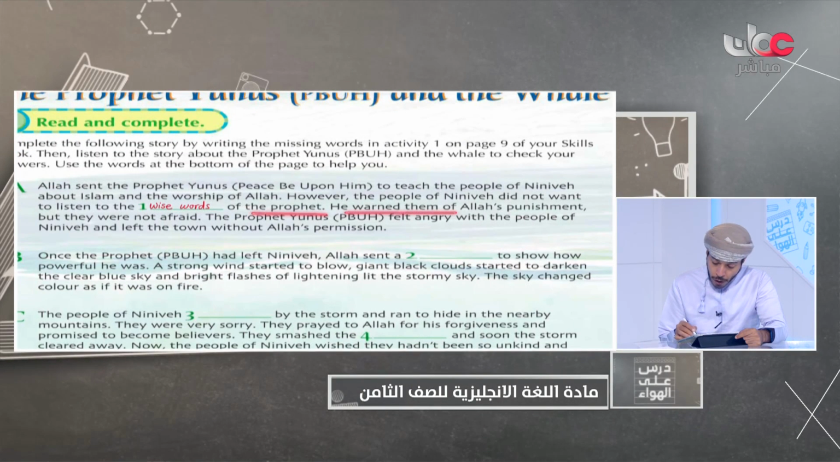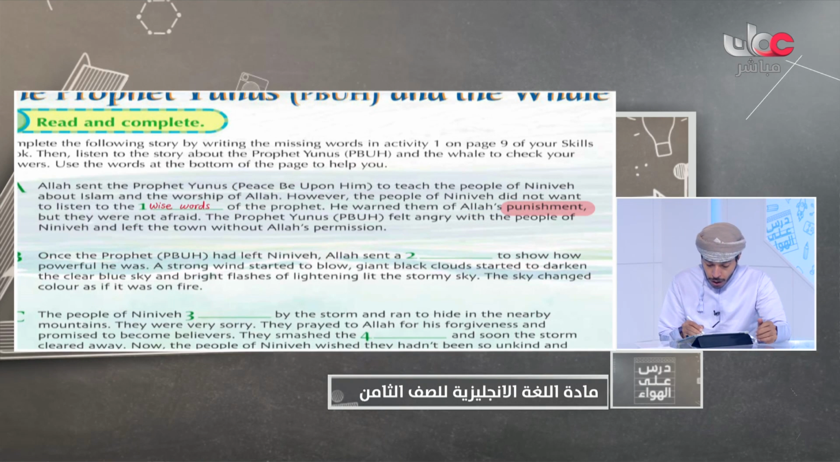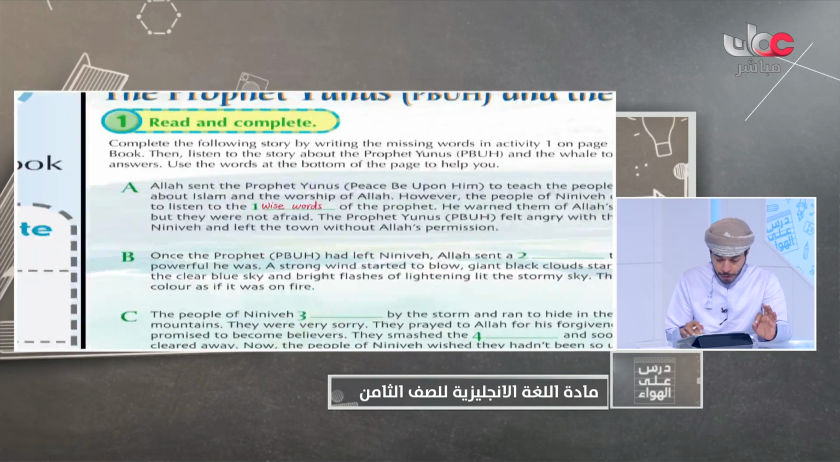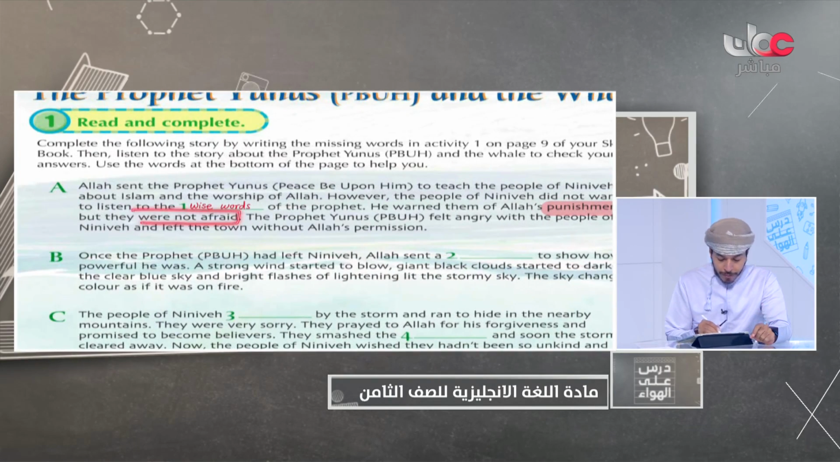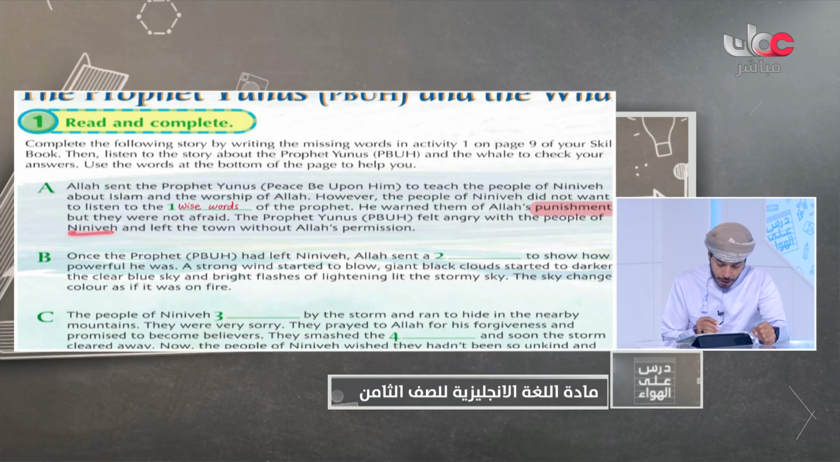He warned them of Allah's punishment. Punishment, this is a very good word to learn. Punishment means عقوبة. العقوبة, okay? So when we say Allah's punishment, اللي هي عقوبة Allah, okay? He warned, بمعنى حذرهم. He warned them of Allah's punishment, حذرهم من العقوبة, but they were not afraid. لم يخافوا, unfortunately. So the prophet Yunus, peace be upon him, felt angry with the people of Nineveh and left the town without Allah's permission.